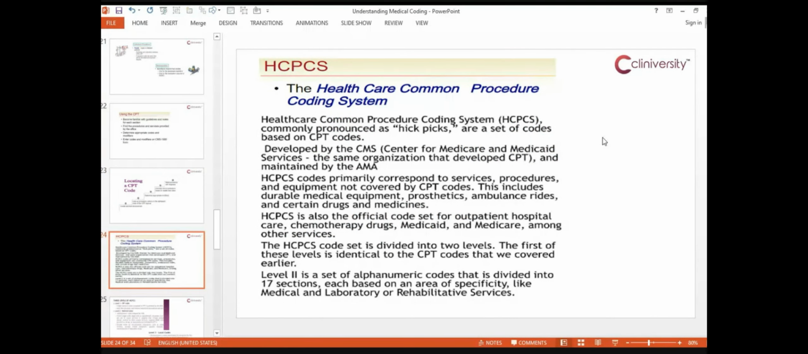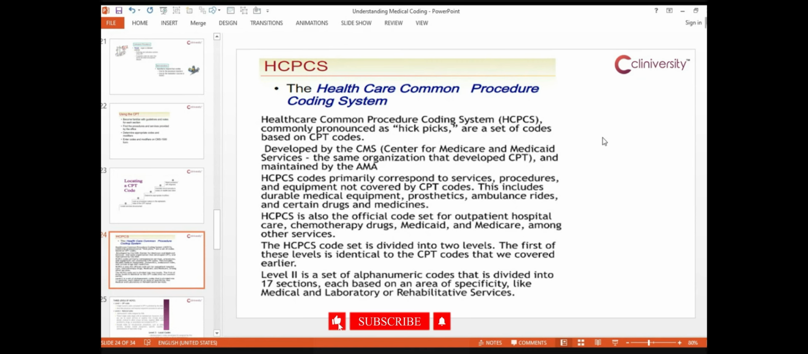This stands for Healthcare Common Procedure Coding System, commonly pronounced as HCPCS. It is a set of codes based on CPT codes only. Now, these were developed by CMS, that is the Centers for Medicare and Medicaid Services, the same organization that developed CPT, which is maintained by the AMA. So this means HCPCS is also maintained by AMA and organized by them only.